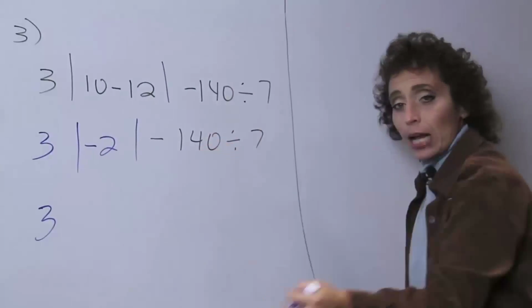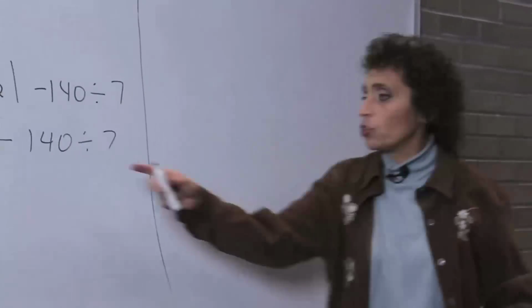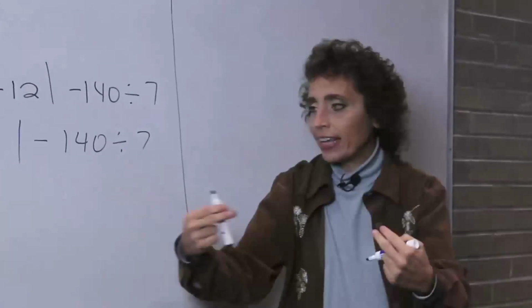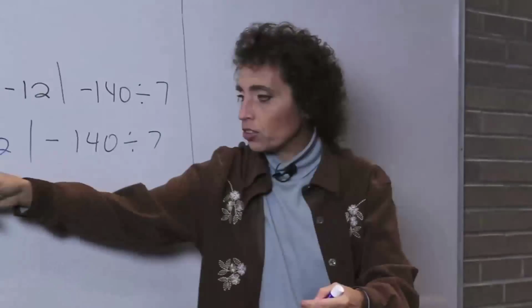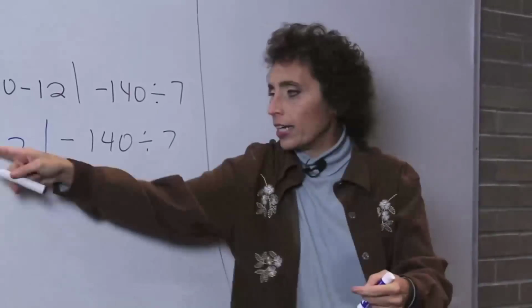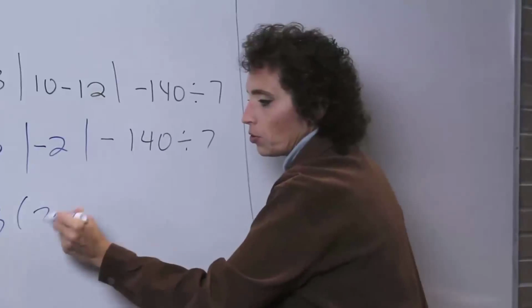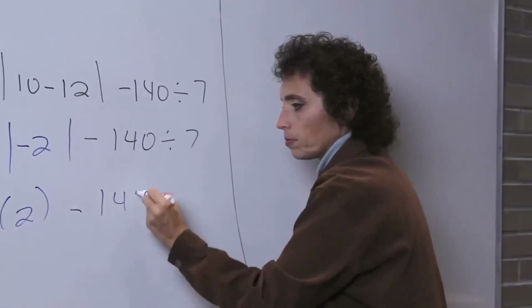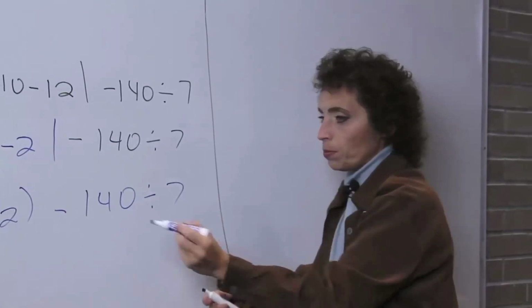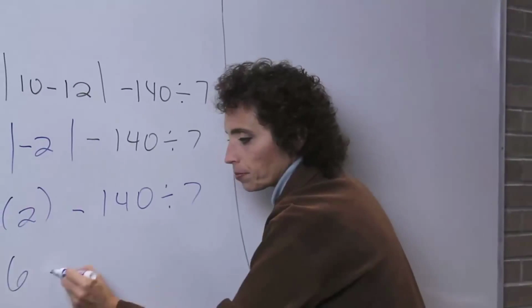Now, I'm going to change that absolute value to a parentheses because once there's one number inside, I can take it off, but I have to make sure you understand this is still attached by multiplication. And it is because there's no sign between them. So the absolute value of -2 is 2. I still didn't do the multiplication yet, so I'll do it now.